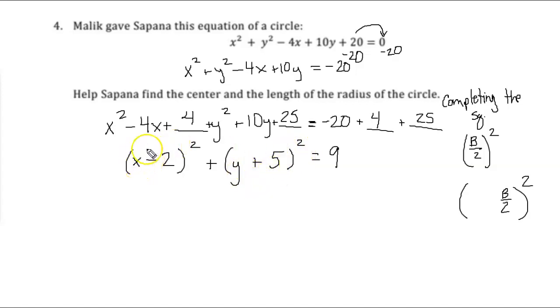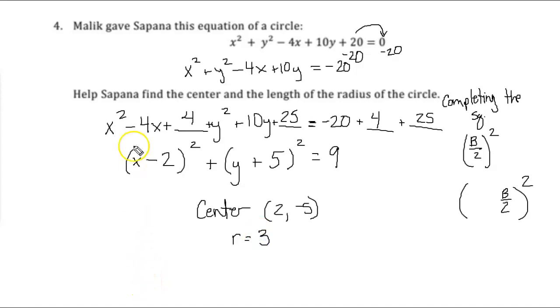Multiply it out. If you don't believe it, it would be negative 2x and negative 2x, which is where the negative 4x comes from, and negative 2 times negative 2 is 4. 5y plus 5y would give us the 10y, and 5 times 5 is 25. So that means our center must be at (2, negative 5), and we must have a radius of 3.